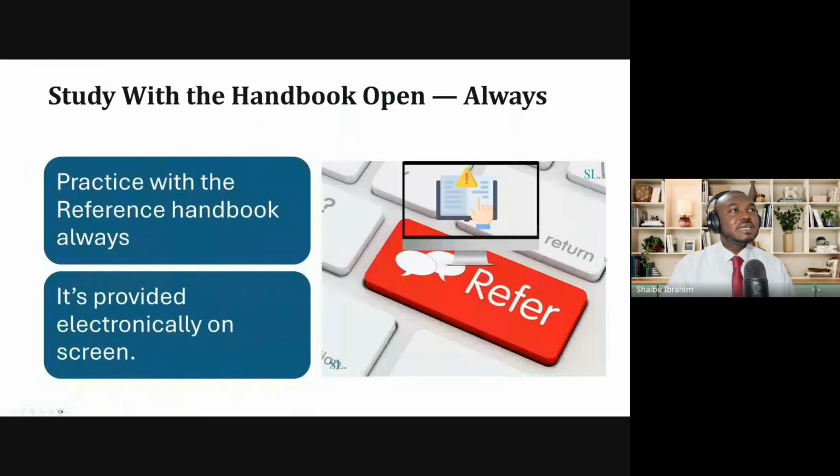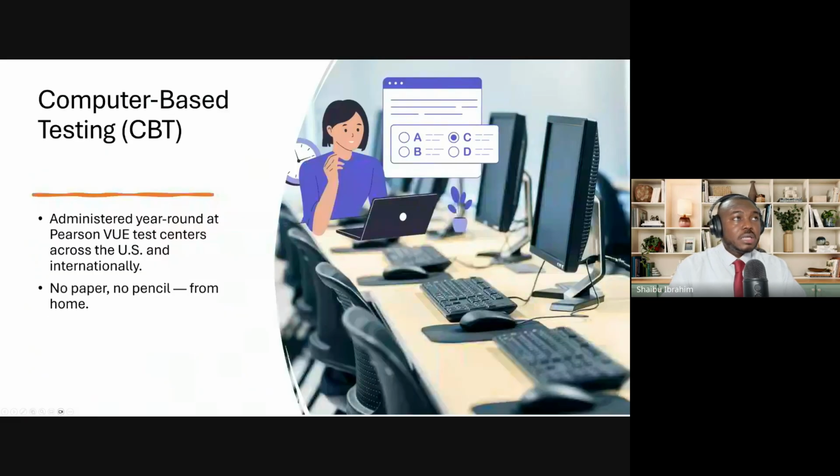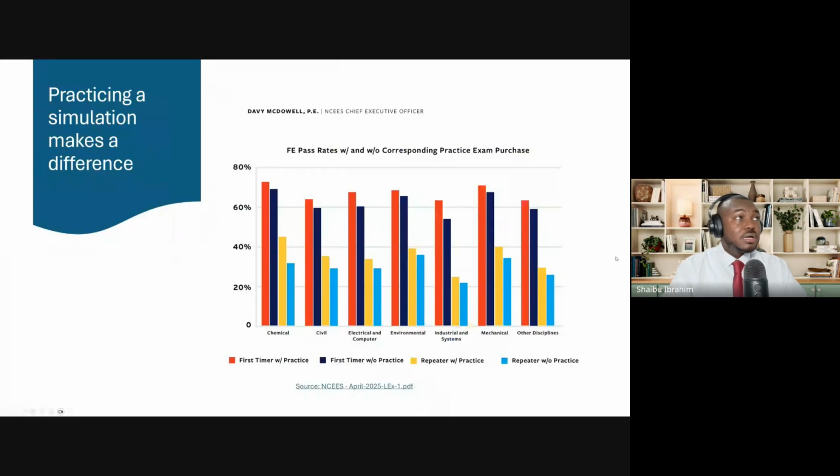Okay, next one. This handbook, we've already talked about this, so I'll just skip this one. And computer-based, I have already talked about this. So this, we need to practice with the computer. In line with the computer practice, you have available resources on my NCEES that you can check.